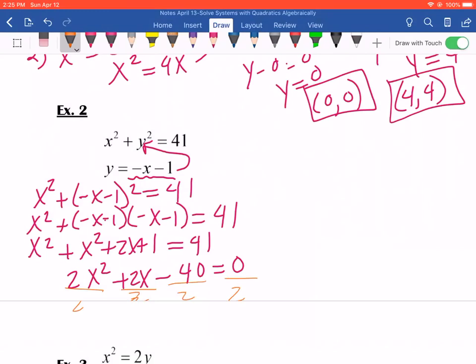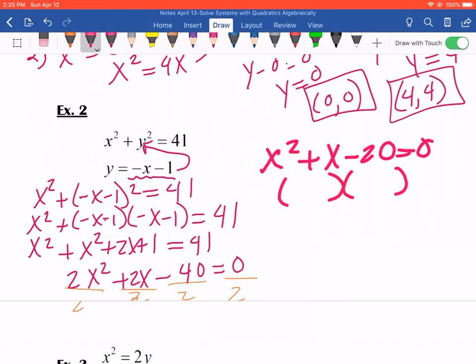When I do that, I'm left with x squared plus x minus 20 is equal to 0. And now that's much more reasonable for me to deal with as far as factoring is concerned. So when I break this up into two factors, the two factors that I have are x plus 5, x minus 4. Setting each one of those factors equal to 0 and solving, you get x is equal to negative 5 and x is equal to positive 4.